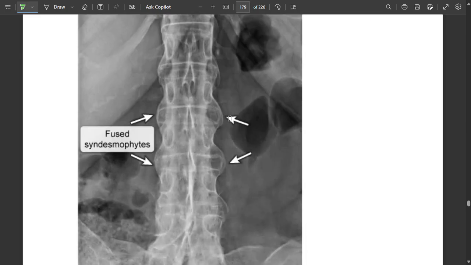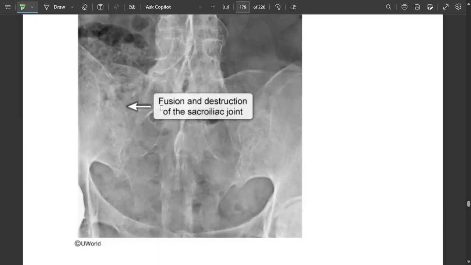Alright guys, so bamboo spine can be seen. This is bamboo spine. These are syndesmophytes, which are lateral projections, and they are fused here. There is fusion and destruction of the sacroiliac joint, so there is no sacroiliac joint visible here and here.